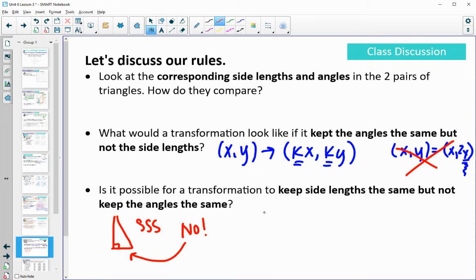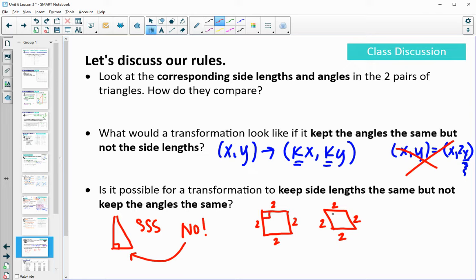However, with a quadrilateral, it's possible, because if we think of a square, you could keep all of the side lengths as 2, but if it kind of crunched, you could end up with a rhombus that has all side lengths of 2, but now not right angles.